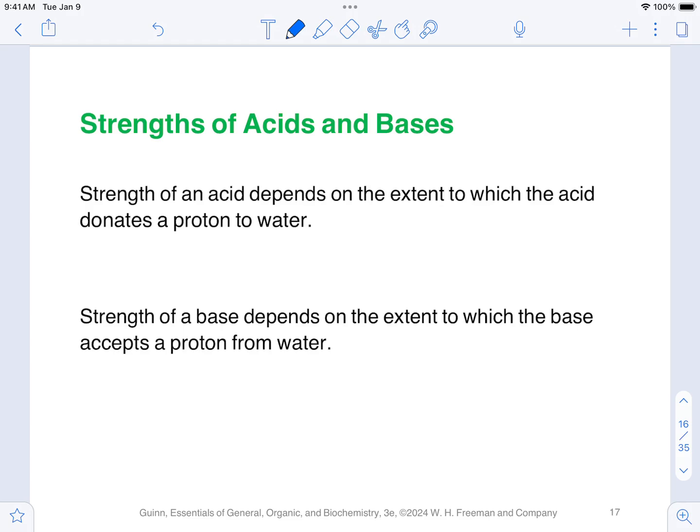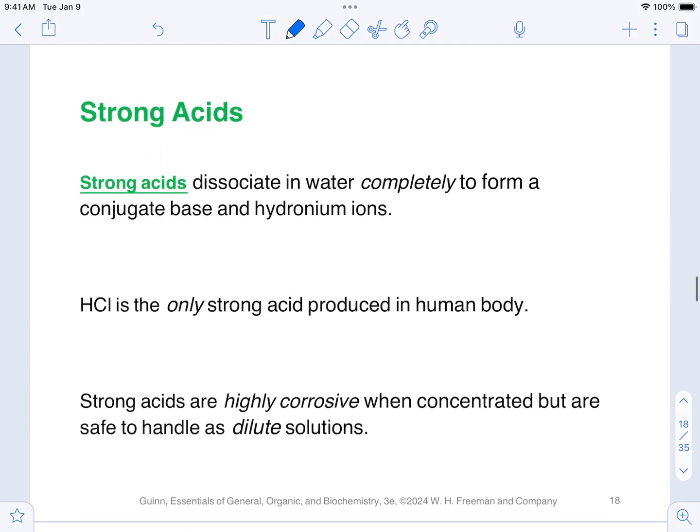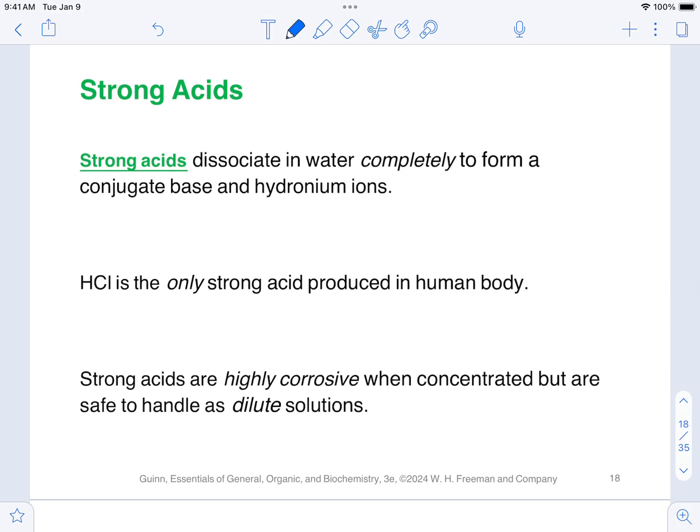The strength of both of them, the acid or the base, depends on the extent to which they donate or accept the H to or from water. So a strong acid dissociates completely in water. There are 6 strong acids, which I will show you on one of the next couple of slides. But full dissociation means that there will be no reverse reaction.